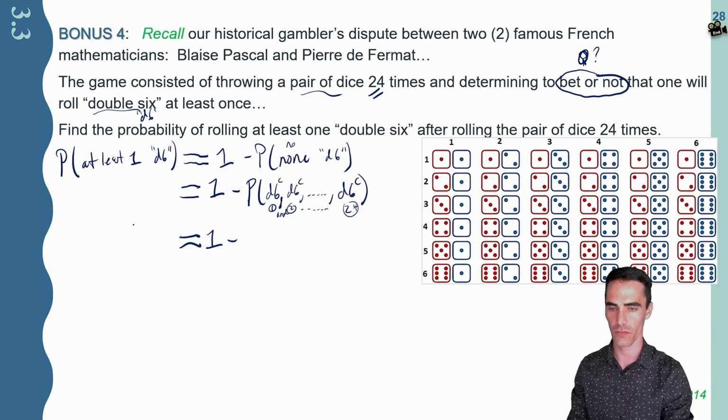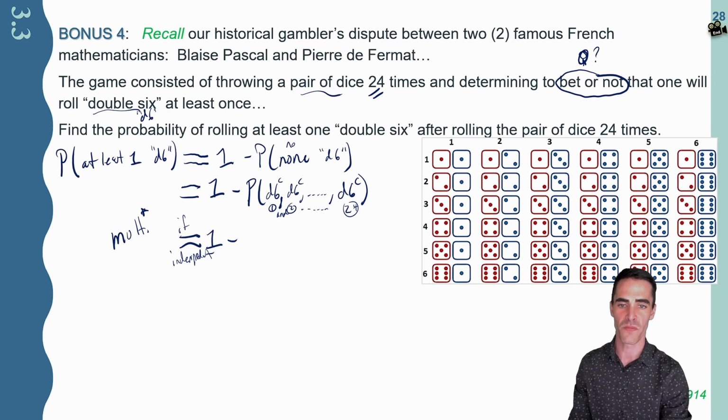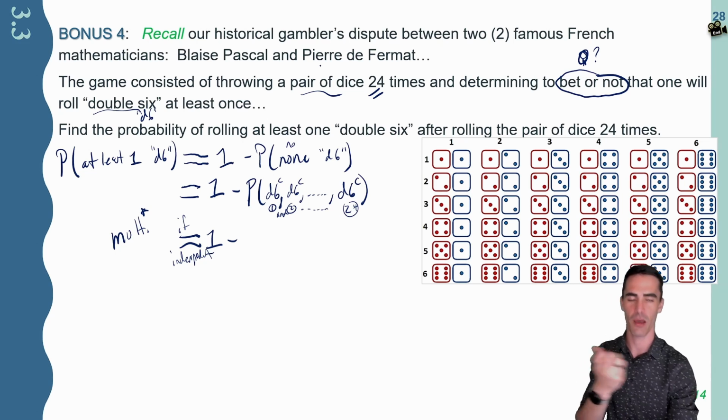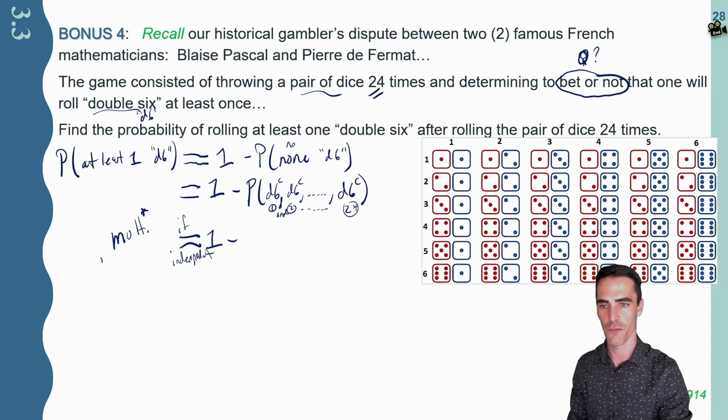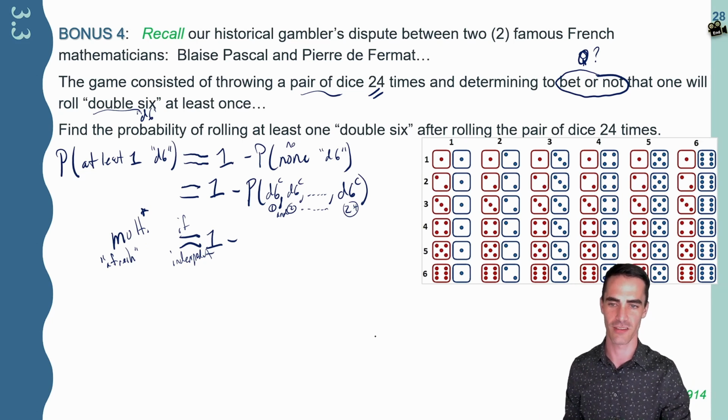multiplication, but very important, we need independence. We can only do the multiplication if they're independent. So the question is, are they? Well, notice we're rolling a dice, right? We're picking that thing up and rolling it. It's fresh every time. Every time I pick those dice, it's a new day, a new roll for us. And so, yes, they are independent.